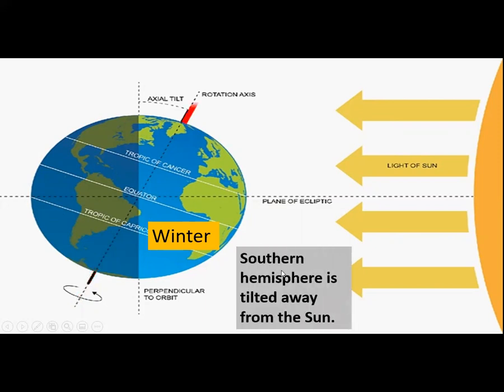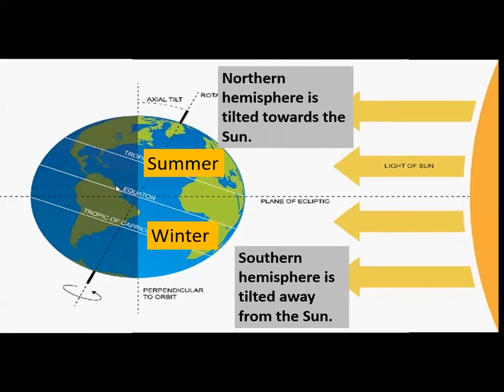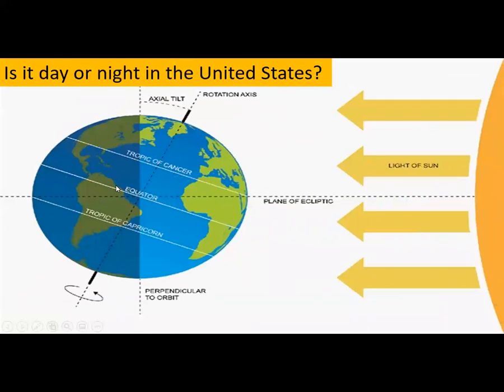The next one, you see the axis. Again, these are only imaginary lines. It is summer because the northern hemisphere is leaning towards the sun. Here it is daytime and here it is nighttime. Is it day or night in the United States? Where is the United States? It's right here. So it is nighttime because it's on the other side. Next one.